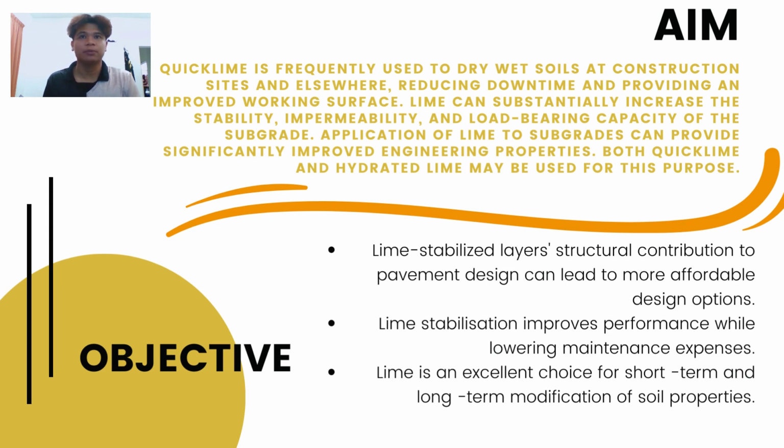The aim for this project: quicklime is frequently used to dry wet soils at construction sites and elsewhere, reducing downtime and providing an improved working surface. Lime can substantially increase the stability, impermeability, and load-bearing capacity of the subgrade. Application of lime to subgrades can provide significantly improved engineering properties. Both quicklime and hydrated lime may be used for this purpose.